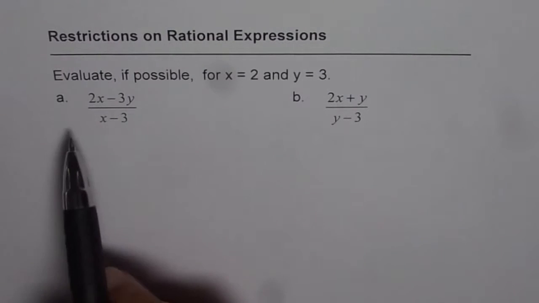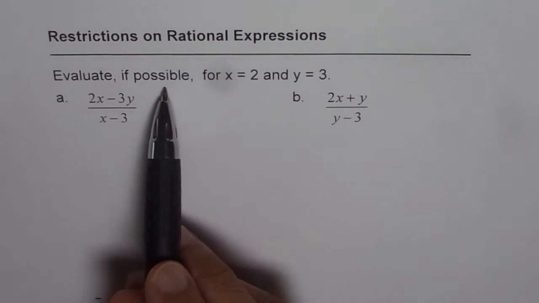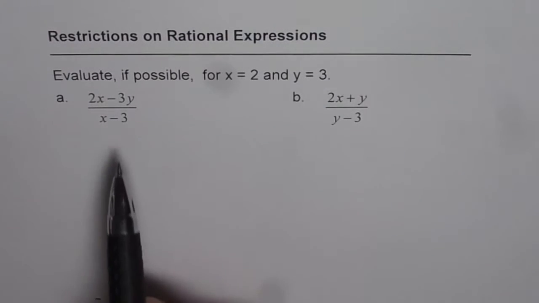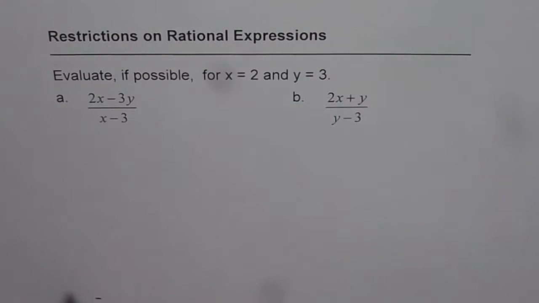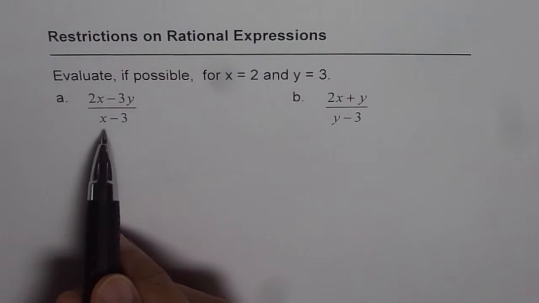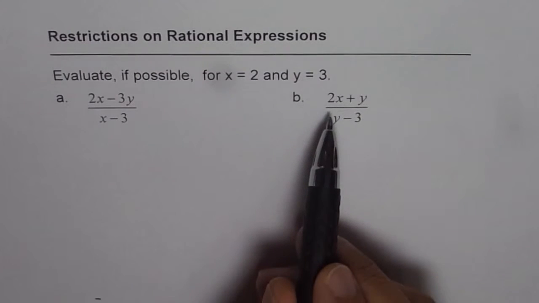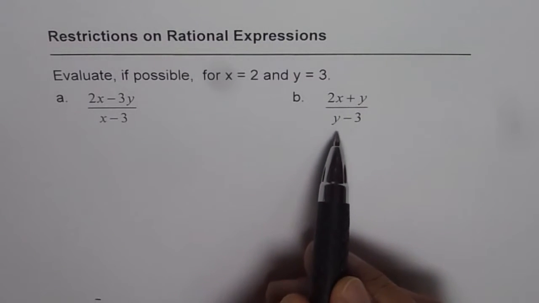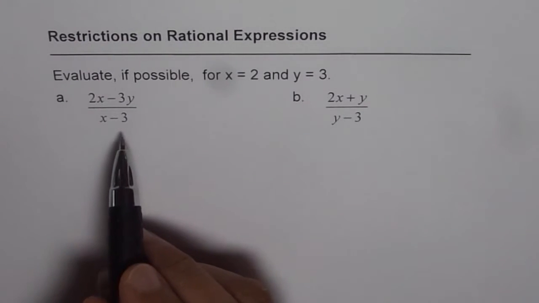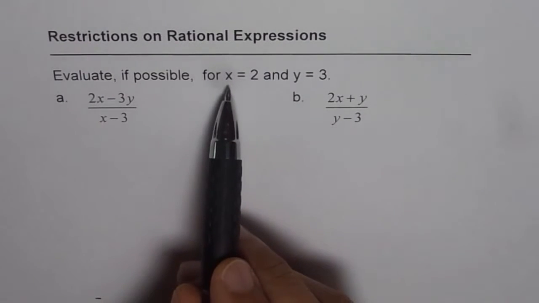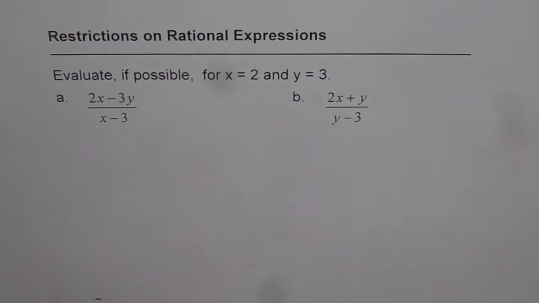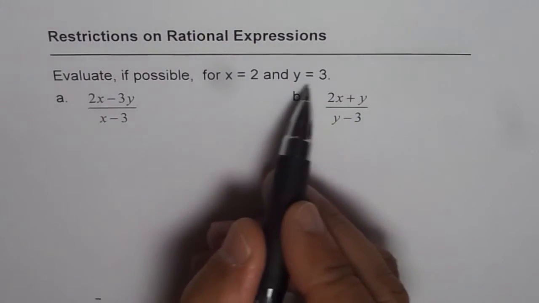The question here is, evaluate if possible for x equals 2 and y equals 3. We are given two rational expressions. The first one is (2x minus 3y) divided by (x minus 3). The other one is (2x plus y) divided by (y minus 3). To evaluate a rational expression really means we have to substitute the given values and find the value. We have x equals 2, y equals 3.